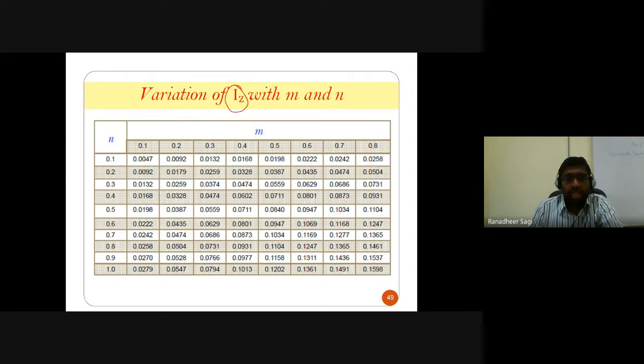you can calculate your influence factor, which is basically a function of M and N. We know what M and N are, which are the ratios of L by Z and B by Z. So for those corresponding M and N parameters, you can pick out the influence factor values from the charts. Let's say, for example, if M is 0.4 and N is 0.3, then the influence factor value I am supposed to pick out from that table is 0.0474.